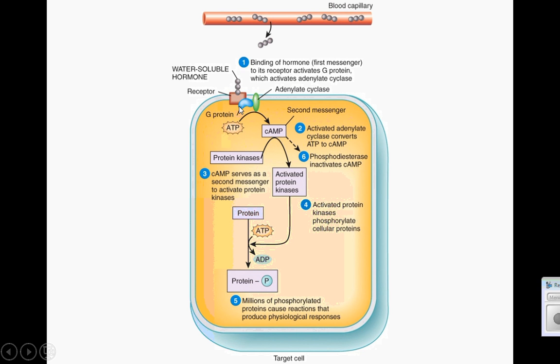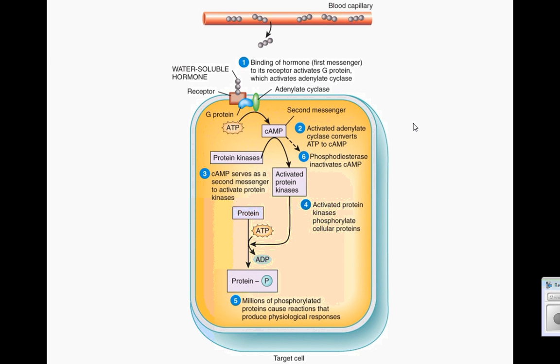Now, it's a series of steps. A G protein is activated. Adenylate cyclase is an enzyme that's activated, which converts ATP to cyclic AMP. Cyclic AMP is our second messenger. This then activates protein kinases, which are enzymes that take a protein and add a phosphate to it from ATP. The protein that's phosphorylated now causes a reaction that produces a physiological response. We get there differently, but ultimately it's the same end game: proteins, which then alter the cell's activity.